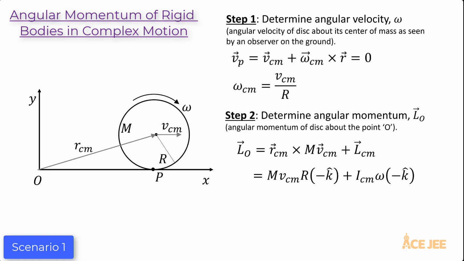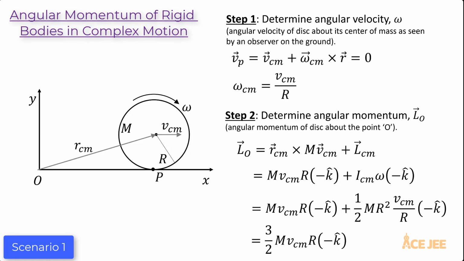And as for the second term, let's note that about the center of mass, the body is rotating with angular velocity omega, which equals Vcm by R, given that the body is in pure rolling motion. So the angular momentum about the center of mass is the moment of inertia I times omega, or half mr squared Vcm by R, or half mVcmR times minus k cap. Once again, use the right hand rule to determine the direction of the angular momentum, which is in the negative z direction in the given scenario.